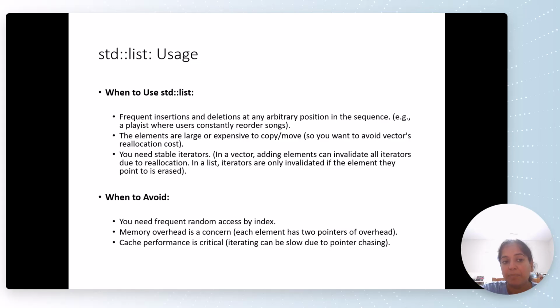When to use a list? Frequent insertions and deletions at any arbitrary position in the sequence. The elements are large or expensive to copy or move, so you want to avoid the vector's reallocation cost. And you need stable iterators. So basically, whenever you have to perform frequent insertions and deletions at random positions, then lists are more useful.